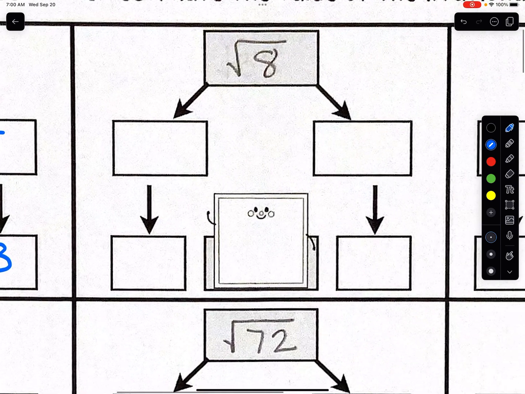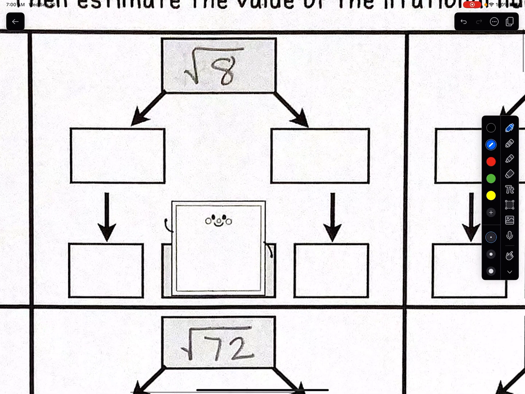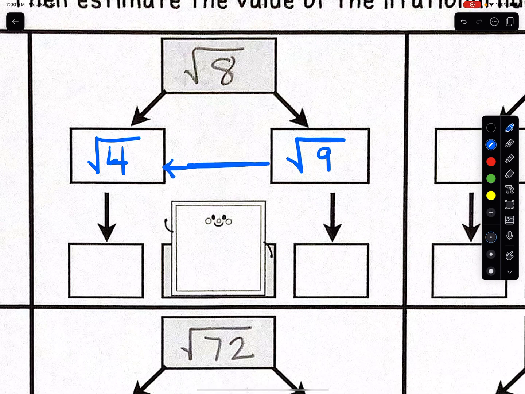All right, let's try the square root of 8. Again, refer to your multiplication chart to find your perfect squares, and that would be between the square root of 4 and the square root of 9 again. So if I did that number line, 2 is the square root of 4, 3 is the square root of 9.